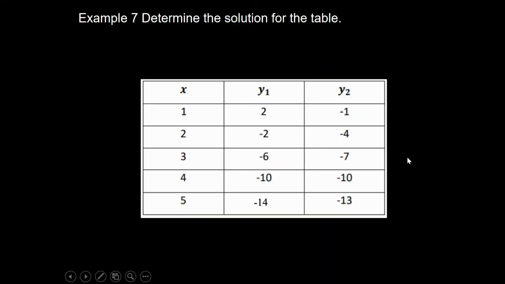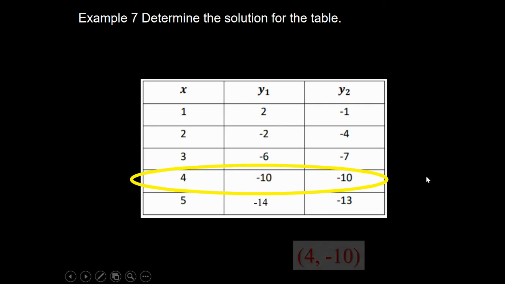Now, to determine the solution on a table, if they give you a table and ask what's the solution to this system, remember, it has to be the same point. They're going to give one x and two y's. So this is the point 1, 2, and the point 1, negative 1. That's obviously not going to be the same point. So when I look down here, I've got 4, negative 10 and 4, negative 10. If the y's are the same there, then you know that is the same point. The point 4, negative 10 would be my solution.